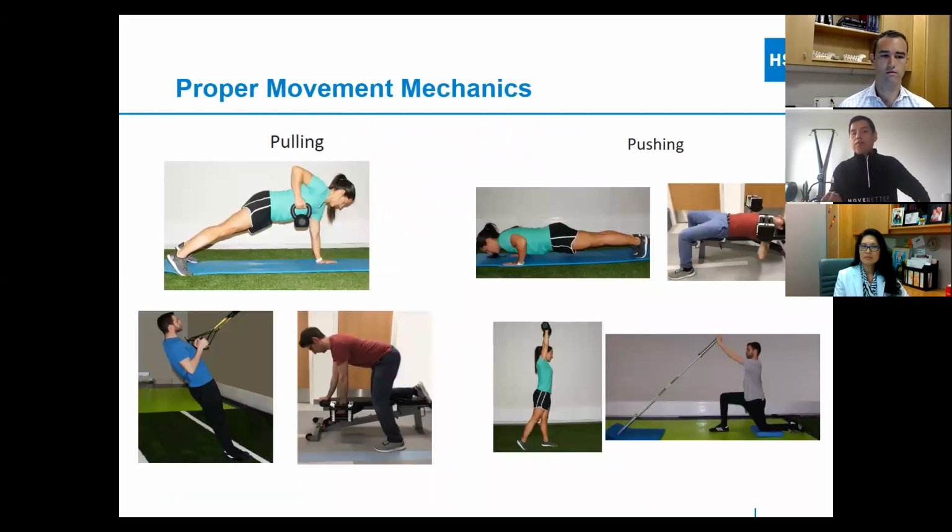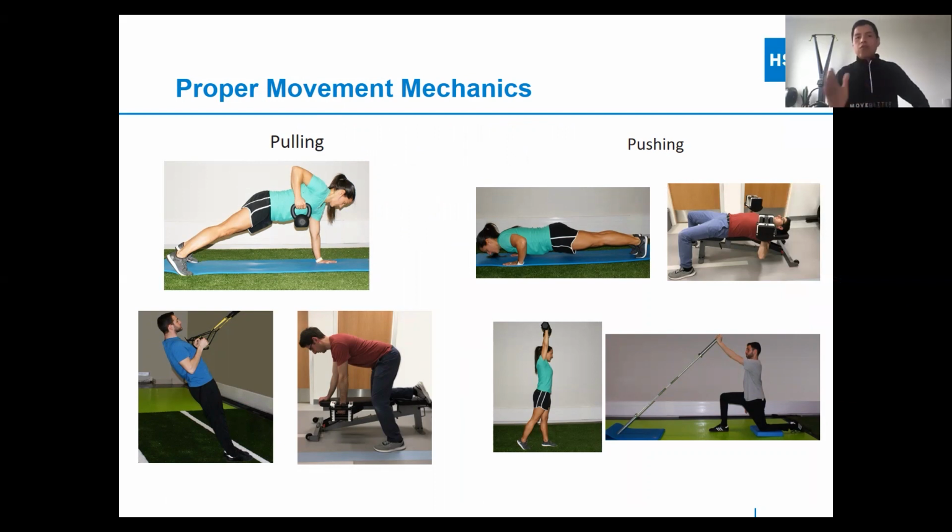So when we talk about proper movement mechanics, we talked about maintaining a neutral spine and focusing on engaging the core. We're doing this throughout every single exercise we do. Whether we're pulling, doing something like on-the-ground single arm rows, we're always focusing on maintaining a straight line from the head down to the heels, making sure that the core stays engaged throughout. Same thing when I'm doing push-ups and stuff like that.